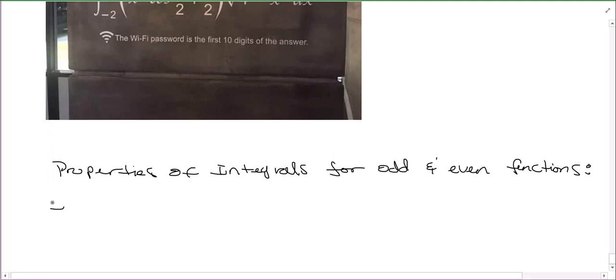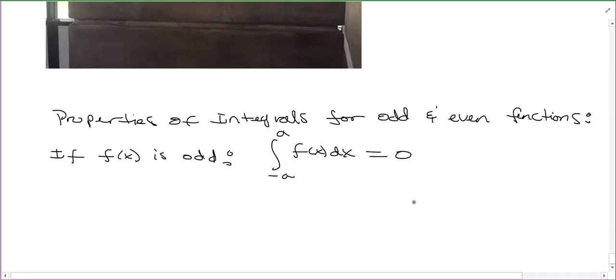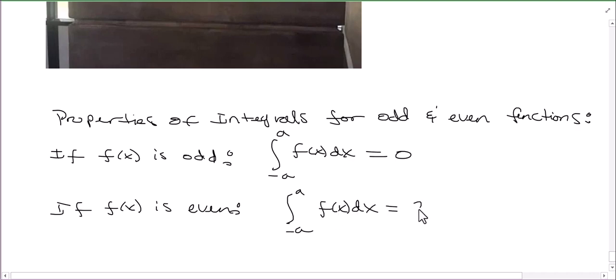So if f of x is odd, then the integral from -a to a of f of x dx is 0. And if f of x is even, then the integral from -a to a, so a symmetric interval of f of x dx, is equal to double the integral from 0 to a of f of x dx.